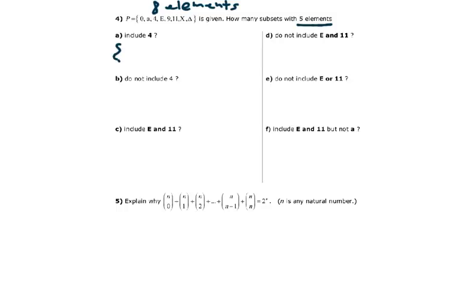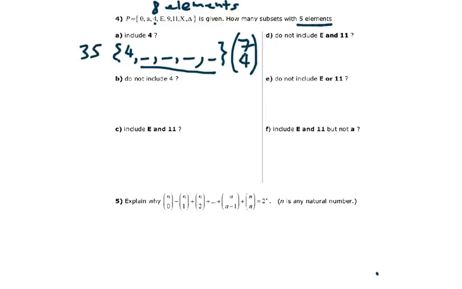Well, let's start by writing them out. So 4 has to be an element. And if we're interested in the subsets with 5 elements, then there's going to be 4 empty spaces. So we've already got 4, and so we'll have 7 elements, and we need to choose 4. And so that's the calculation we need to perform to get our answer, and the answer should be 35. You can check that at home.